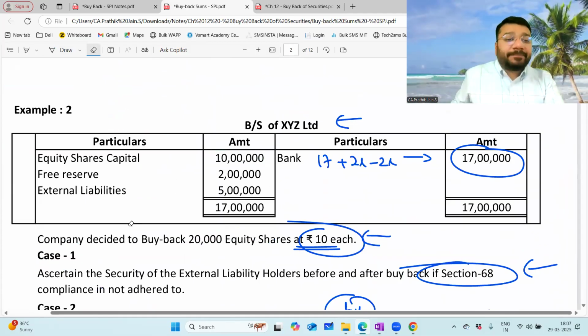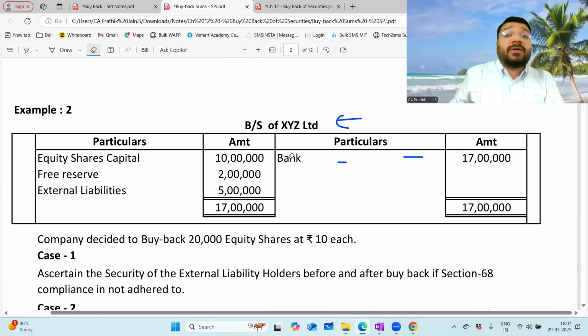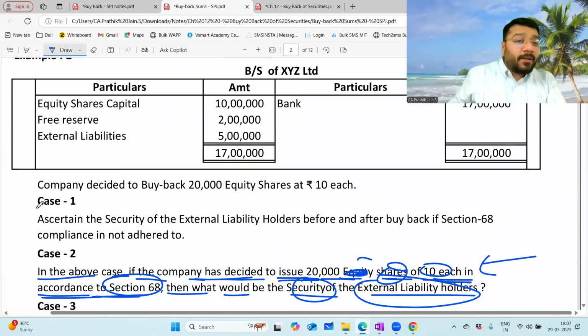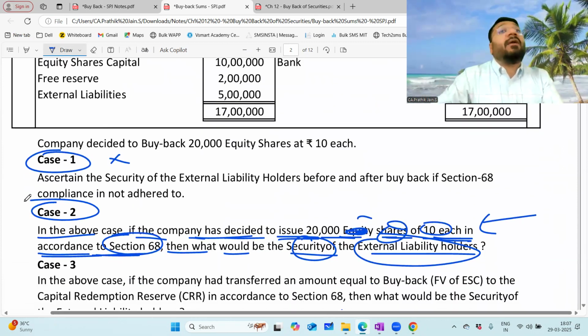In case 1, what happened? The company did buy back, but they did not comply with 68. So because of that, who got affected? External liability holders' security and trust got affected. So case 1 is not allowed. Case 2 we saw, section 68 complied. How? By issuing preference share capital.